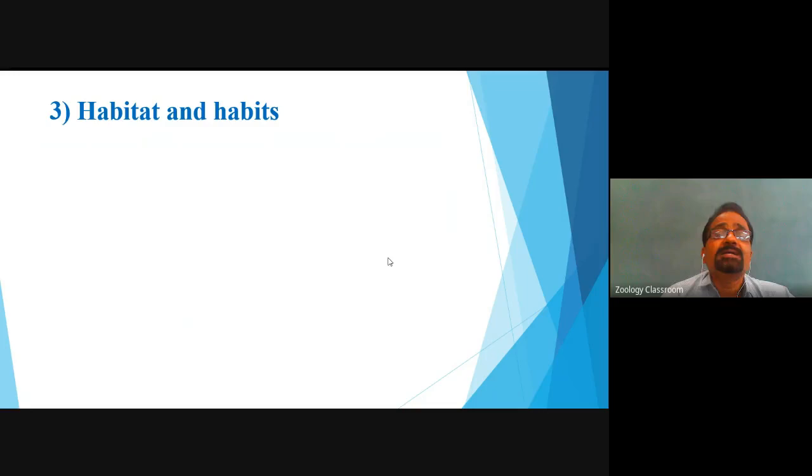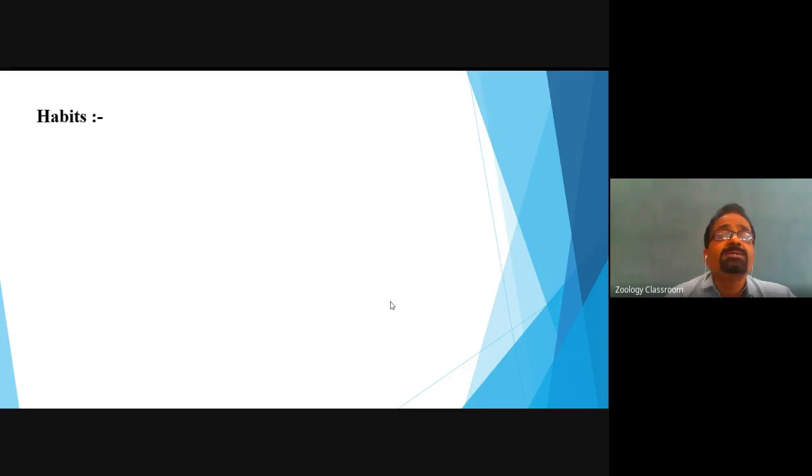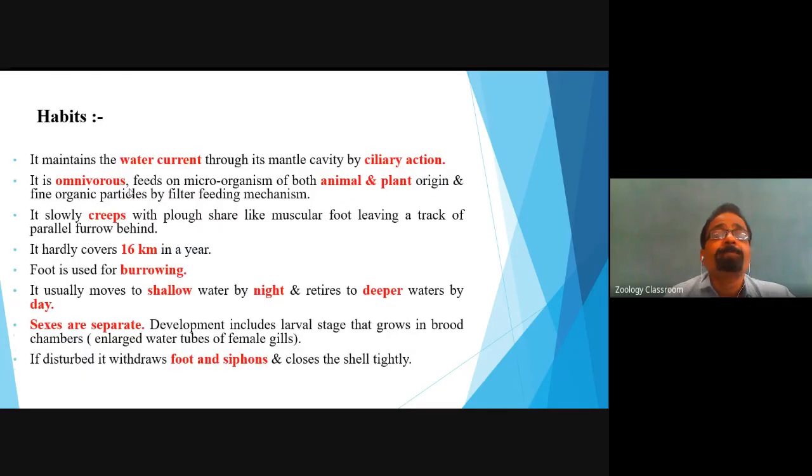Habitat. As I have already mentioned, it is found in rivers, lakes, and ponds, found buried in the upper layer of sand or at the bottom. When buried, the posterior tip of the shell remains exposed out of the soil or out of the mud to allow the entry and exit of the water. Habits. It maintains the water current by ciliary action. The cilia are present on the gills.